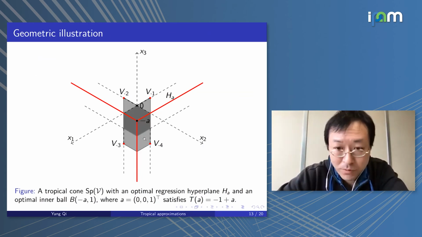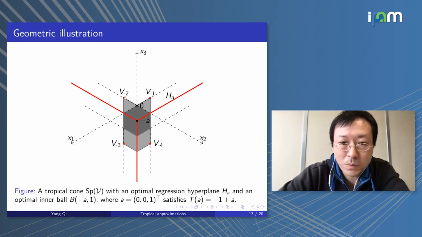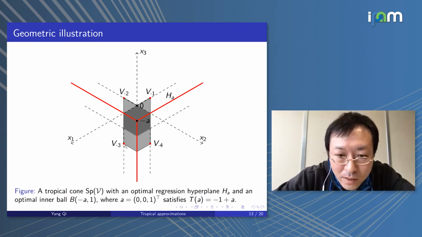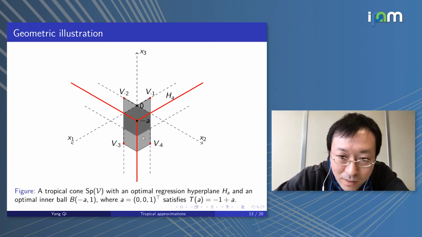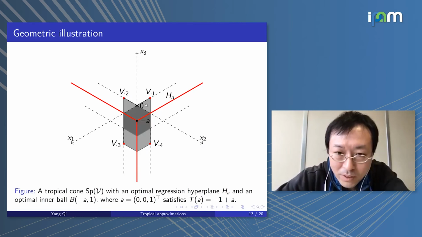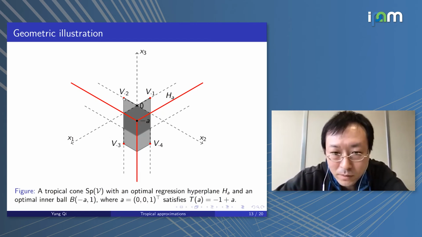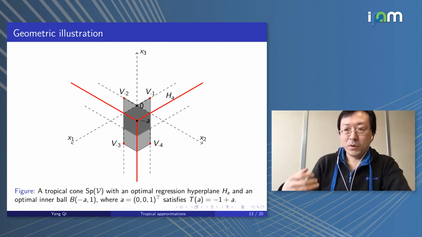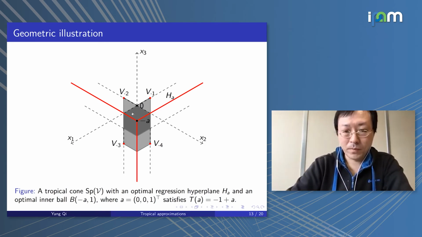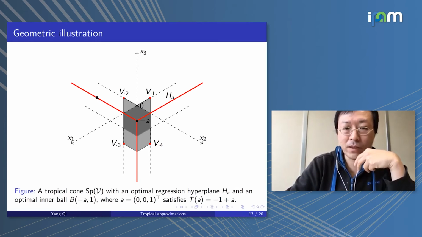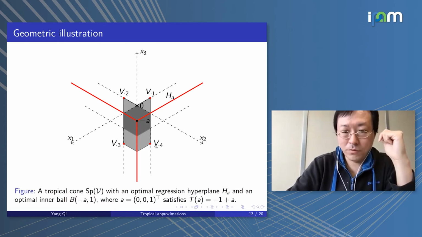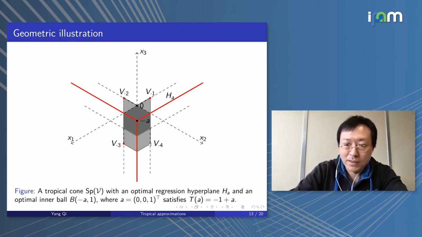So here is a geometric illustration. Let's say we have a 3×4 tropical matrix V. Here I just labeled these 4 columns by red dots. The gray area is the tropical convex cone, or the tropical polytope, generated by these 4 vectors, and the black area is the maximum Hilbert ball contained in this polytope. Here we can see that the center of this ball, in fact, gives us the apex of the best hyperplane approximating these 4 vectors. And everything can be computed as an eigenvalue problem.